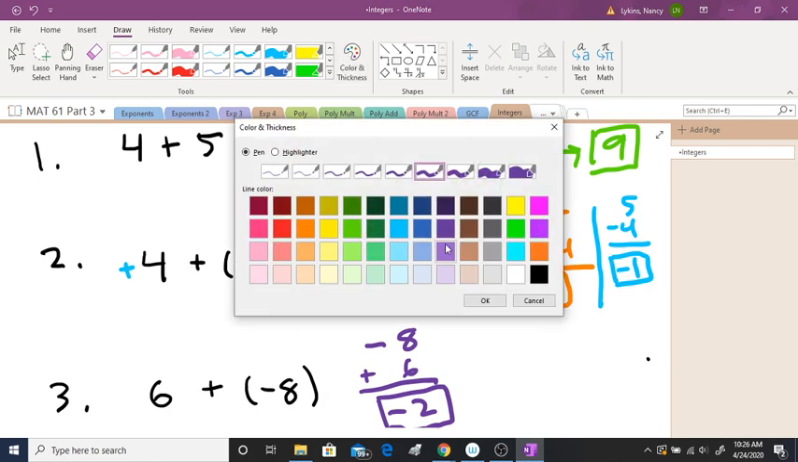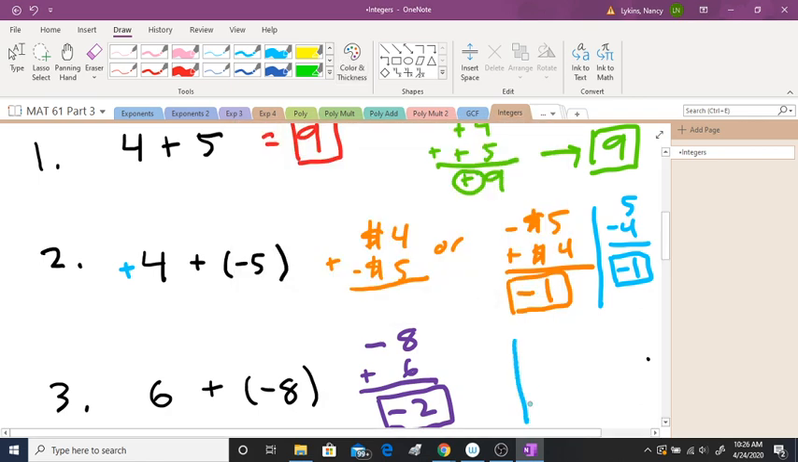My little trick over here too is, since the 6 is positive and the 8 is negative, what you would do is just subtract them and then put the negative sign, which was with the greater number 8. Your answer is -2.